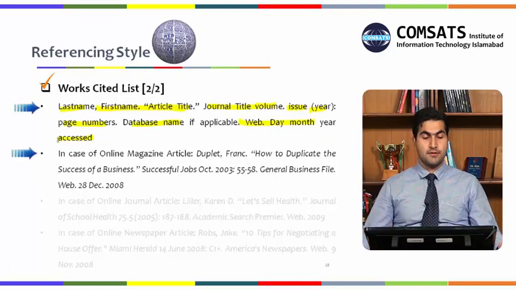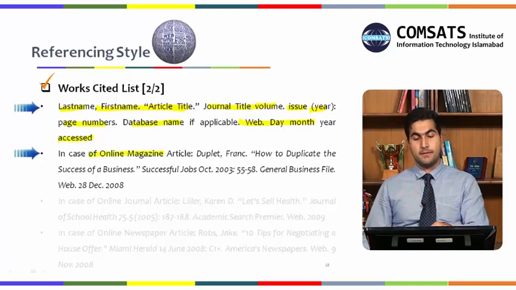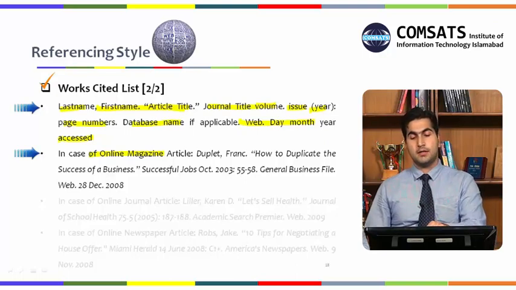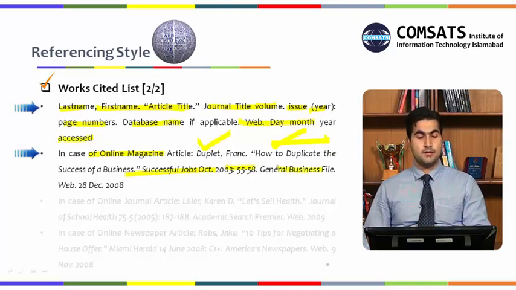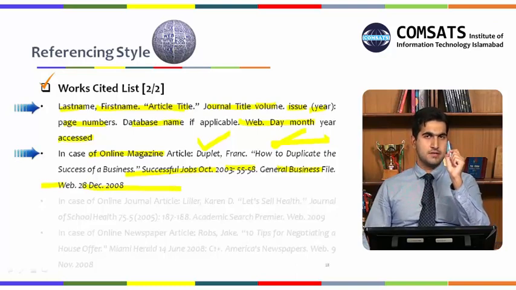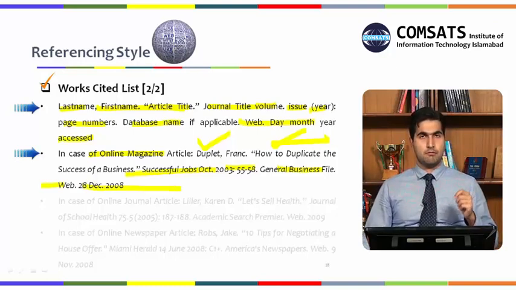And to make it more specific, in case of an online magazine article, this is basically the way it can be done. For an online magazine article, the first name, the last name, then the title, then of course the duration, the pages, then the format, the source, the year. So these are minor things which should be in your mind.